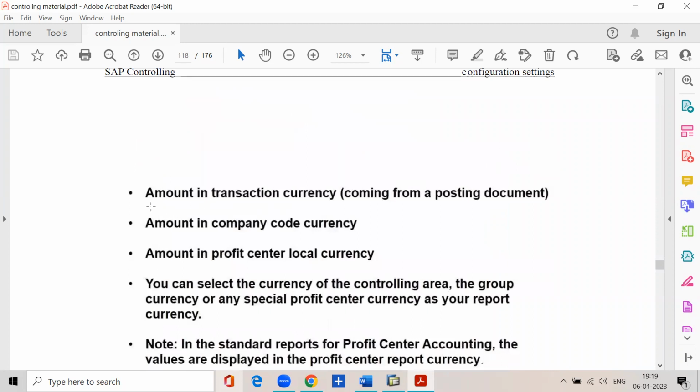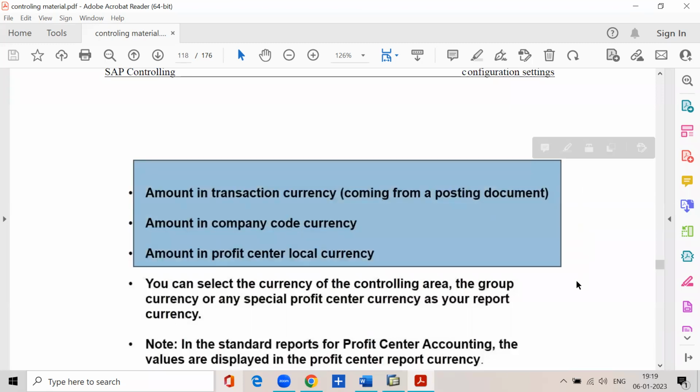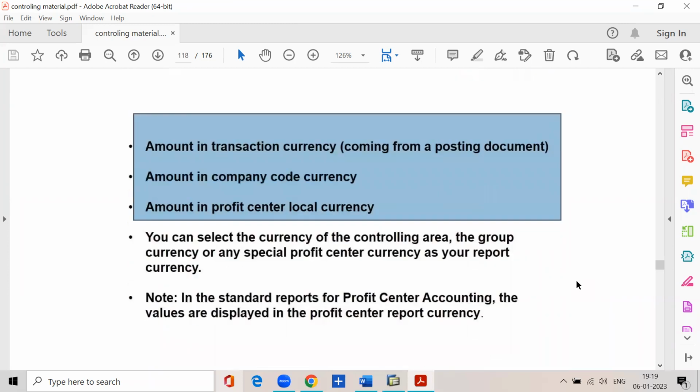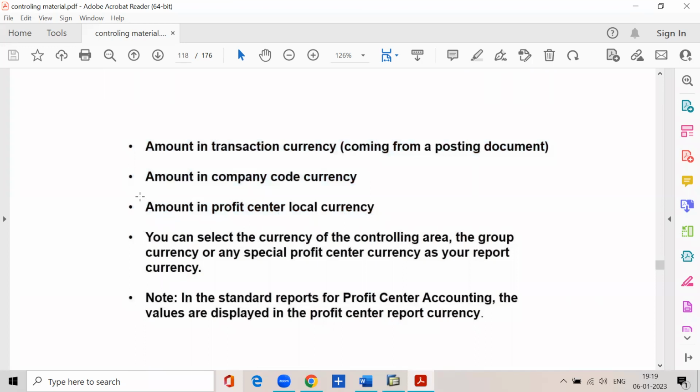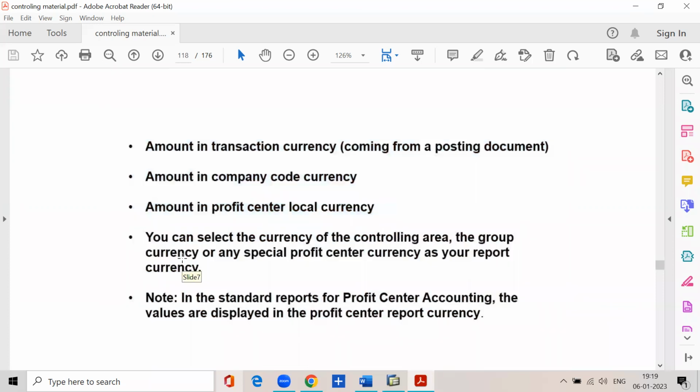So amount in transaction currency will be coming from posting a document. Amount in company code currency, amount in profit center local currency, right? So we can have these 3 currencies in profit center accounting. See, amount in profit center local currency means a profit center can have its own currency, but the profit center currency can be the controlling area currency or group currency or any special profit center currency as the reporting currency.